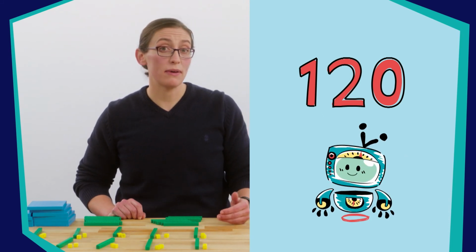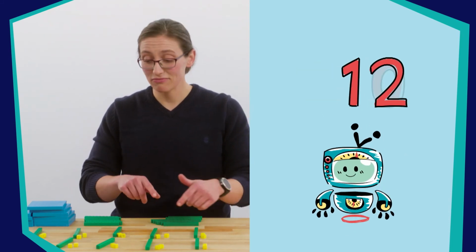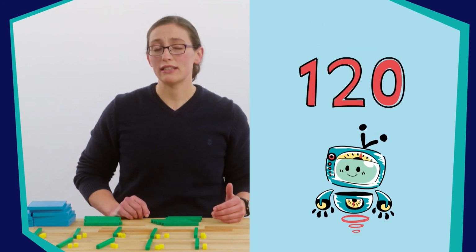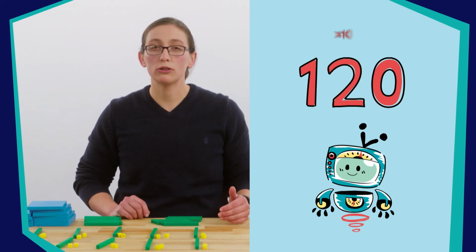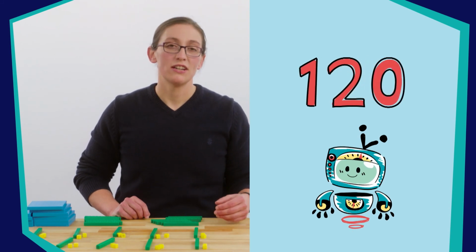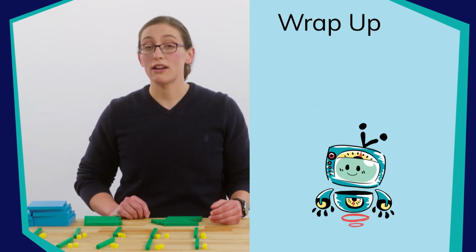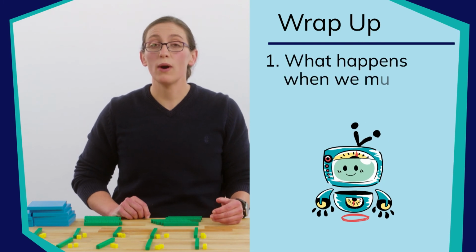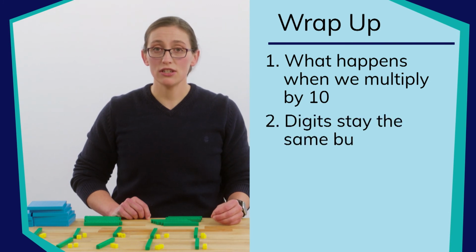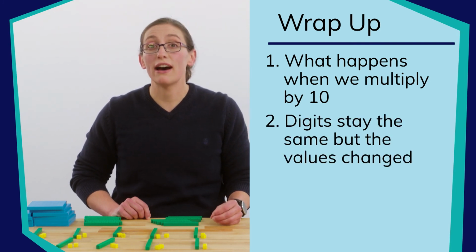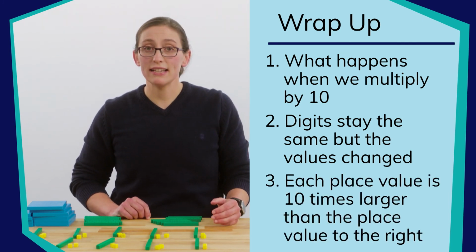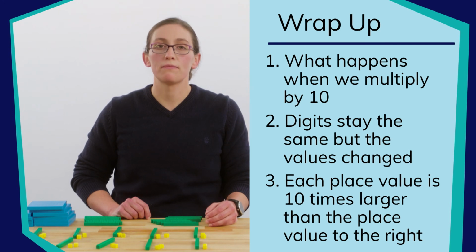Remember how we talked about the digits shifting? Did that still happen here? It sure did. How cool is it that we have a 2-digit number multiplied by 10 and the digits were still shifting? So today, we explored a set of related equations that dealt with what happened when we multiplied numbers by 10. We noticed that each time the digits stayed the same, but the values changed. The pattern worked because each place value is 10 times larger than the place value to the right.